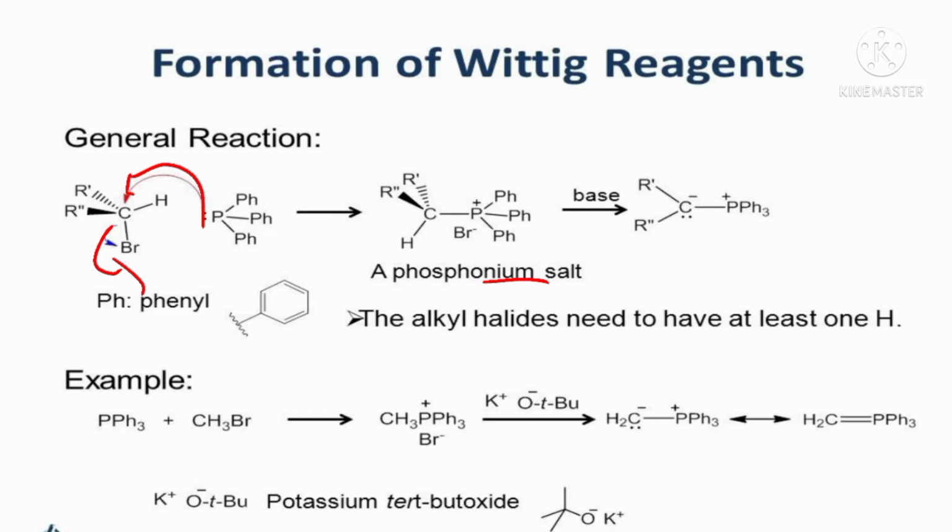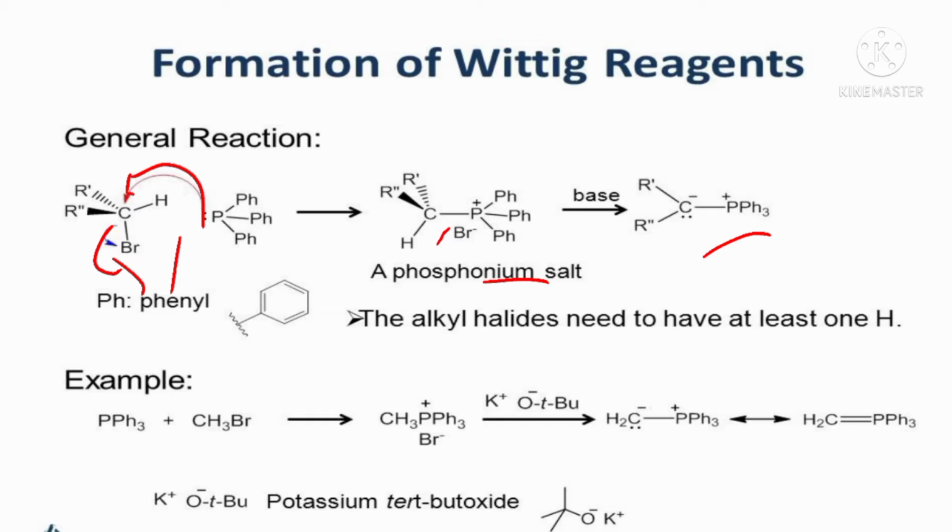The next step is the use of a base. Here this is the acidic proton. An acid-base reaction takes place and forms the phosphorus ylide. But the alkyl halide needs to have at least one hydrogen present.